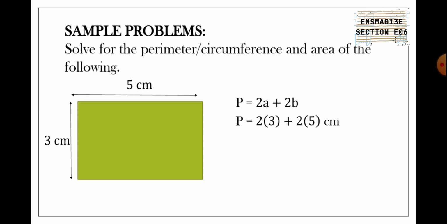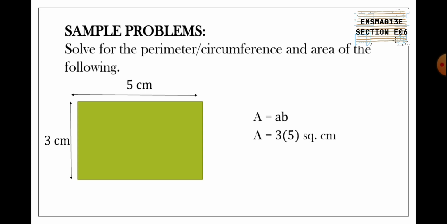So, giving us 2 times a, wherein our a is 3, plus 2 times b, wherein our b is 5, giving us 2 times 3 equal to 6, and 2 times 5 equal to 10. So, the total value of our perimeter is 16 centimeters. Now, to solve for its area, we will use area is equal to a times b. That is 3 times 5. Since we multiplied, it will give us a value of 15 square centimeters.